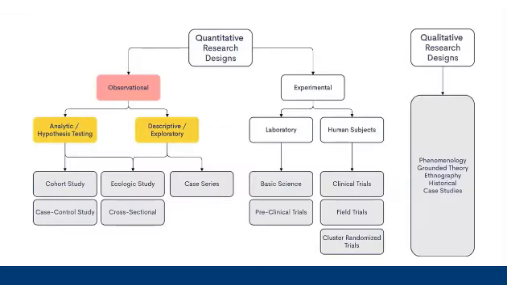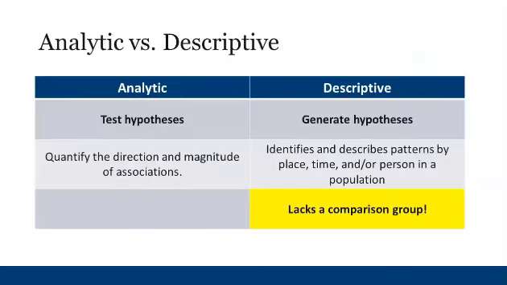When we think about observational research, there's two different types of studies. Most of the research that we do tends to fall into the analytical observational research. However, it's also important to keep in mind that there are descriptive studies. Cohort and case control studies are always analytic. Ecologic studies or cross-sectional studies could actually be analytic or descriptive, and a case series is always descriptive.